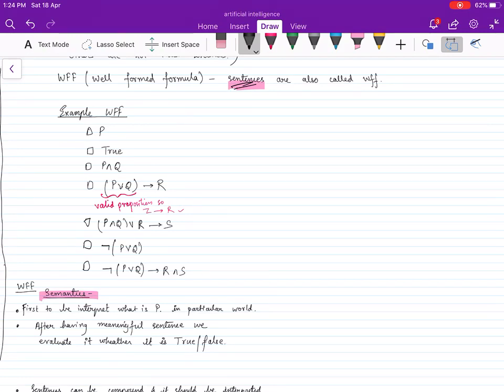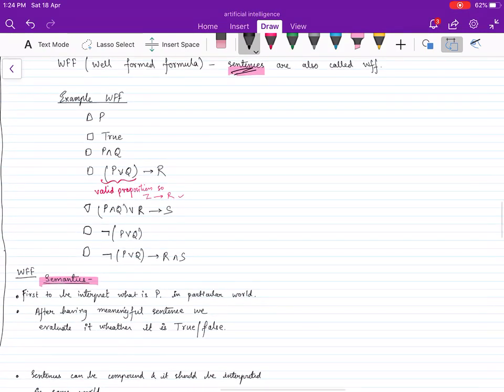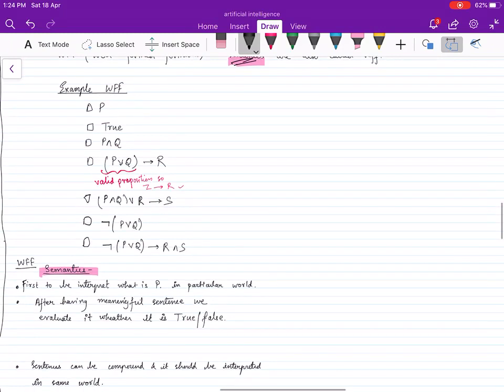If P is a sentence, P is a WFF. True is a WFF. P and Q is also a WFF. P or Q implies R. Since P or Q is also forming a proposition, let's consider it to be Z, then P or Q implies R will combinedly form a proposition, so it is also a WFF.